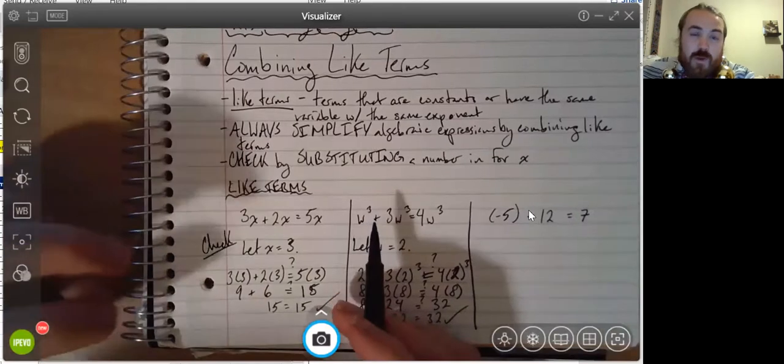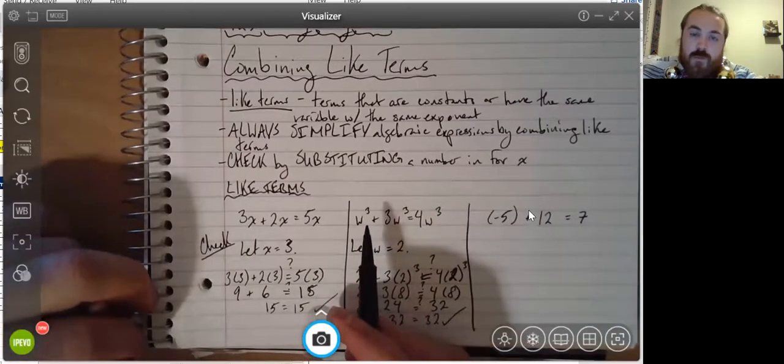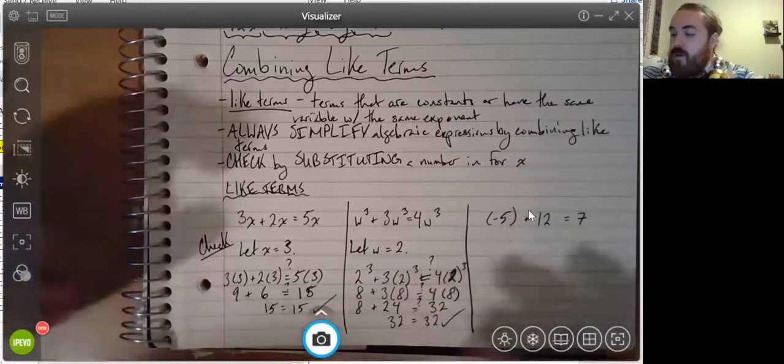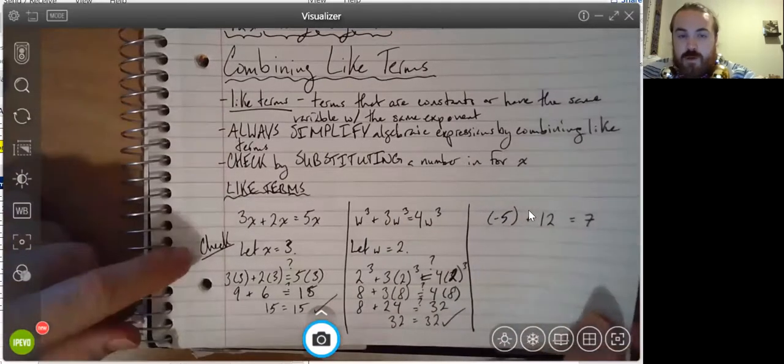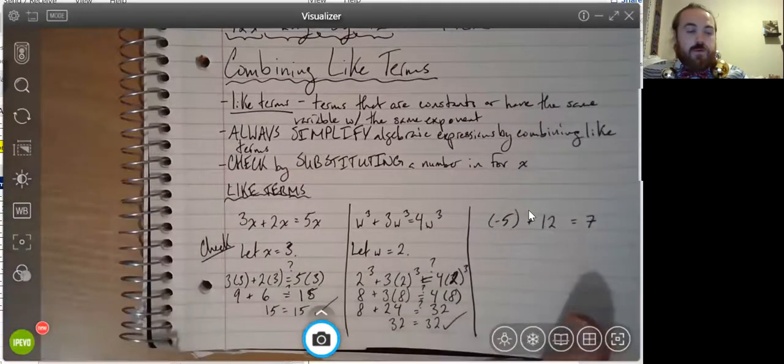You can think of it like being on the same team. If you're thinking in sports terms, you just have to match them up. However, these are like terms. Let's look at some examples of unlike terms for the last couple of notes.